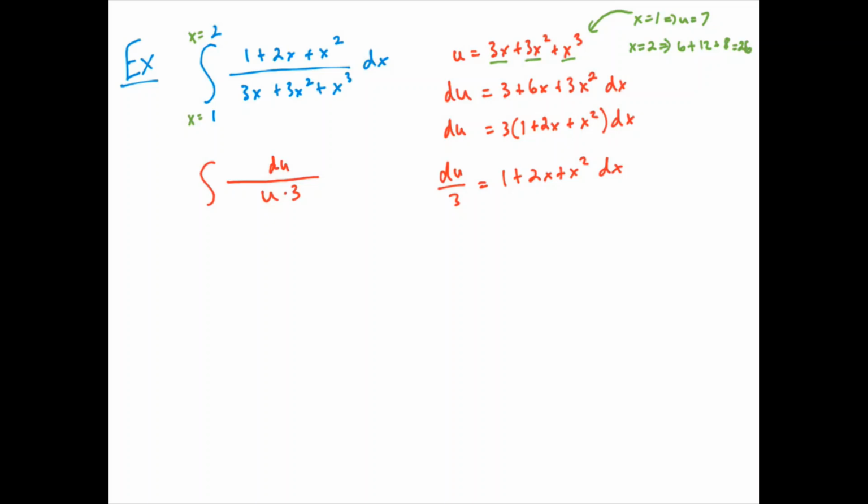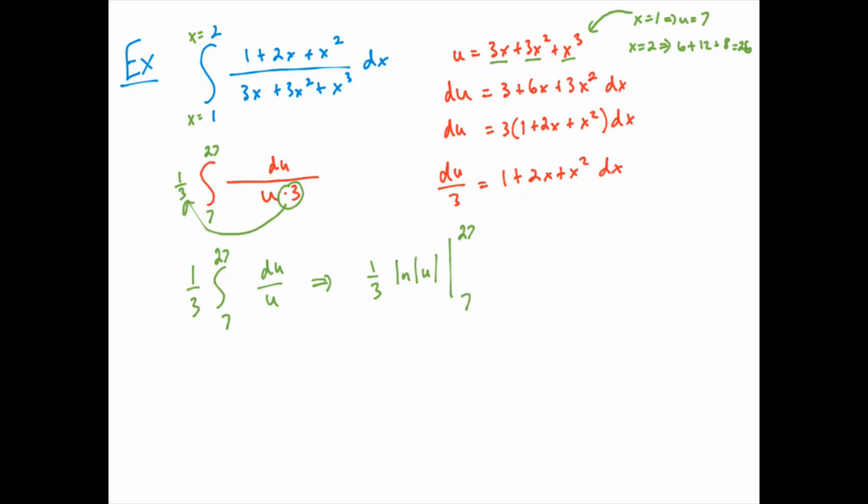All right, so our new limits of integration are going to be from 7 to 26. And then I'm going to write this 3 out here as 1/3. So our new definite integral is 1/3 from 7 to 27 of du over u. So we get 1/3 of the ln of u, and we're integrating that from 7 to 27.